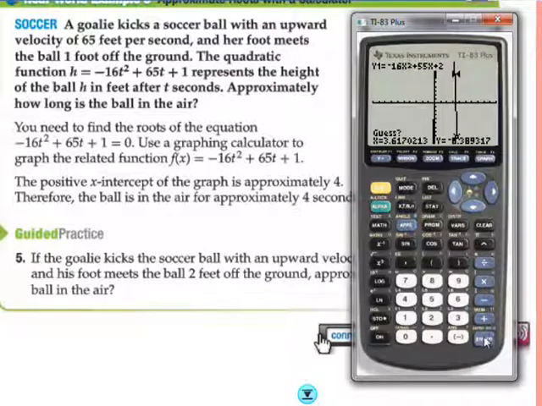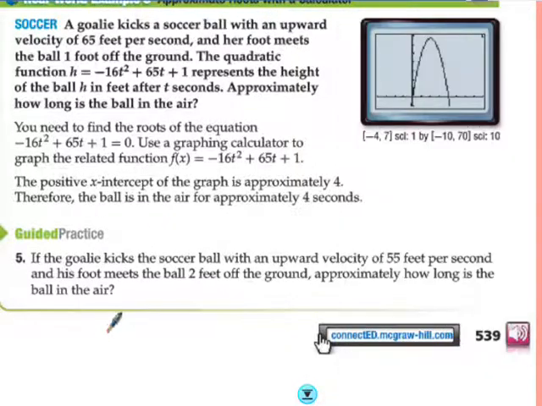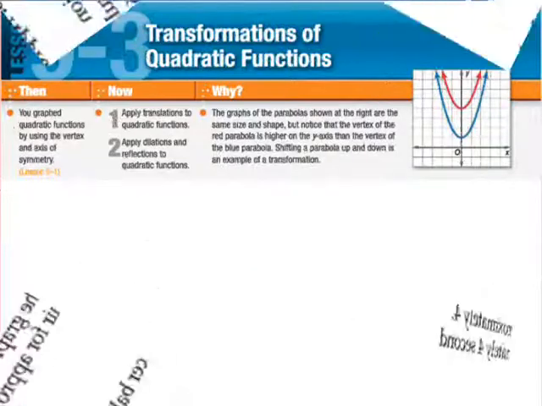It doesn't say, do you want me to guess? It says, guess appears on the screen. I hit enter, and it tells me that the 0 is 3.47, so I'm going to put about 3.5 seconds. Okay? A little more complicated in the TI, but you feel better about yourself because you have a TI, and people think nice things about you.